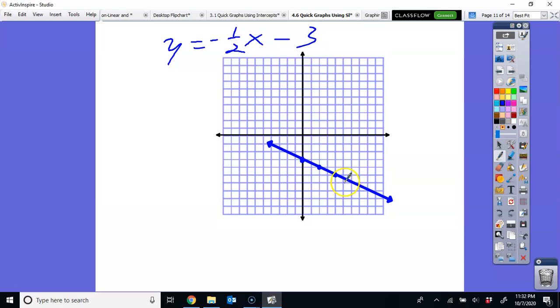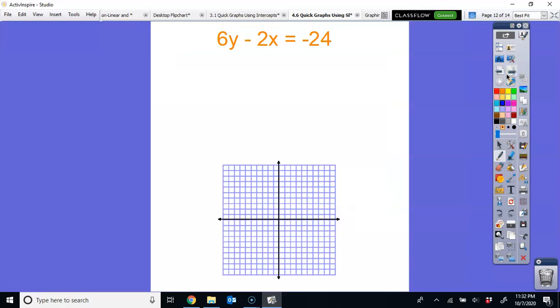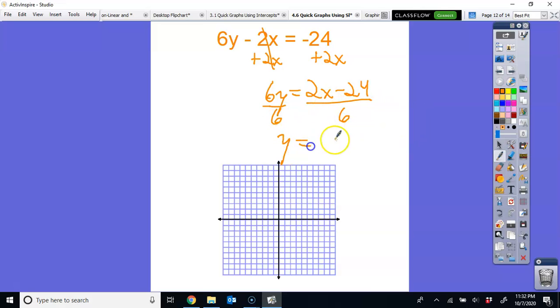The only thing that's bad about it is if your equation is not solved for y, you are going to have to solve it for y. You're going to have to add 2x to get this to 6y, and it'll be 2x minus 24, or -24 plus 2x. You're going to have to divide by 6 and get y equals 2 divided by 6 is 1/3. -24 divided by 6 is -4. Guys, again, use your calculator if you can't do it in your head.